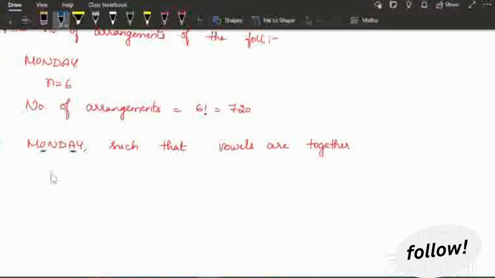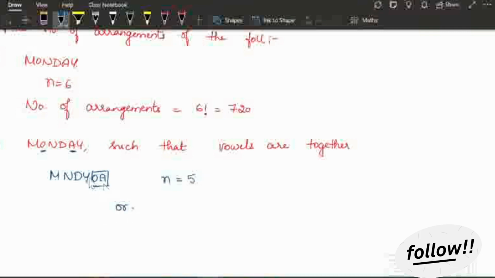Or you can count like this also. So write like this, M, N, D, Y and then OA. So these two vowels are supposed to be together. I am writing them together and marking it as one box. Now I'll find out what the value of n is. It is 1, 2, 3, 4, and this is taken as 1, which is 5.